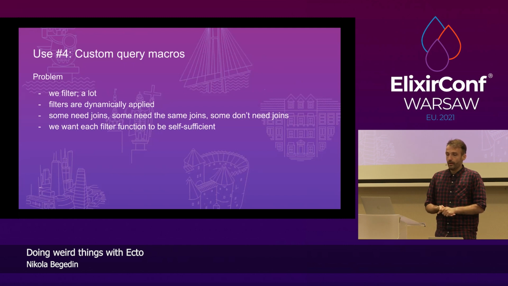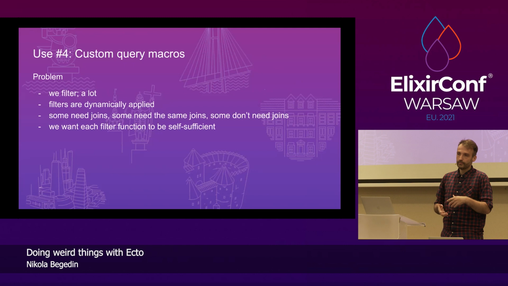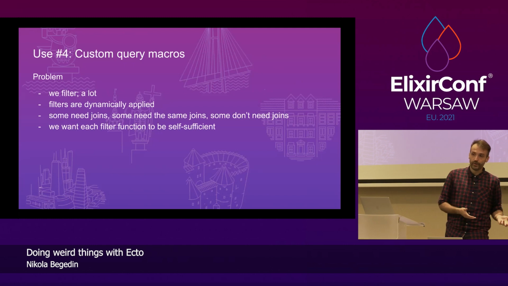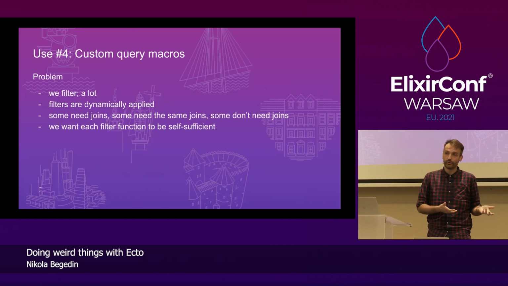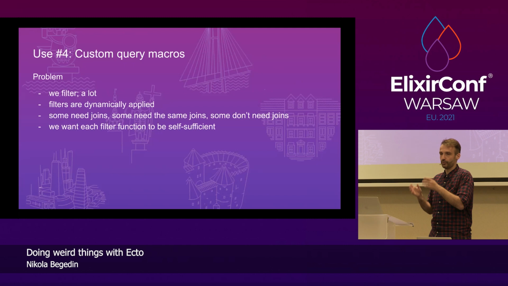So what is the problem? We filter in our application a lot. Three use cases are based on filters that I've already shown, and they are dynamically applied. So we reduce that filter struct and do it our way. Some of them need joins, some don't. Some need the same joins, just random joins everywhere. But we want each filter function to be self-contained. We don't want one function for filtering and another for joining based on those filters. We want it to run on its own without the additional complexity of figuring out which other things we need to run to get it to work.